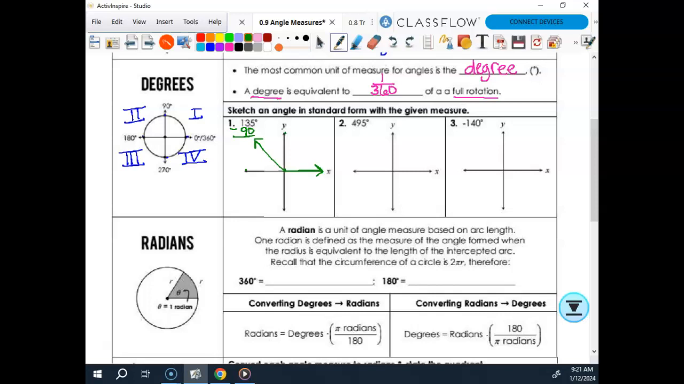Because I needed to know how much farther than 90 to go. Because I know if I go from here to here, that's 90. And then from here to here, it's 180. So I know it's in here somewhere. So if I subtract 90, I figure out how much more I have to do. So I knew that it was halfway through that second quadrant. Yes?